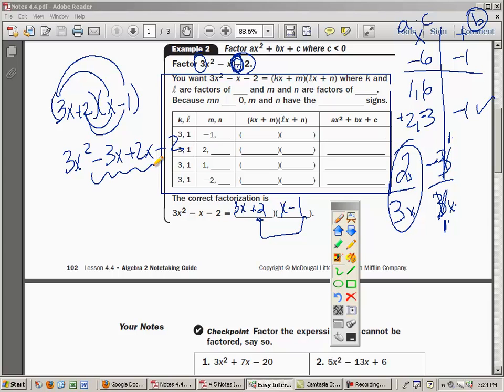What is negative 3x plus 2x? Well, that's negative 1x. And so you get 3x squared, take away x, minus 2, and that's exactly what we started with. So that's the SNP method.